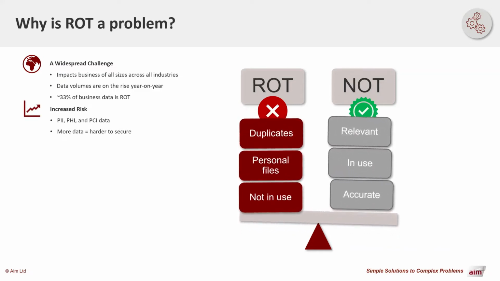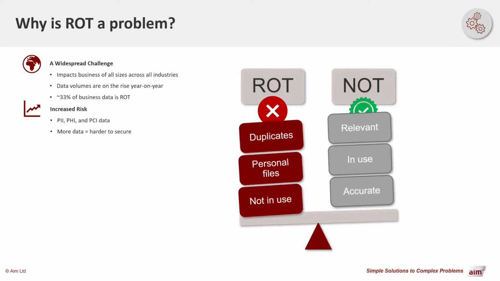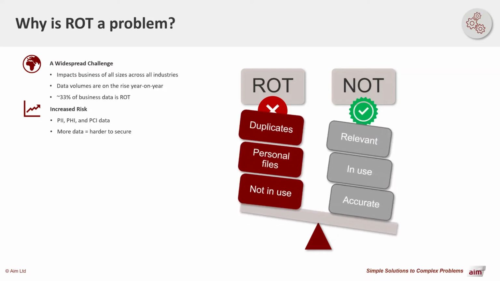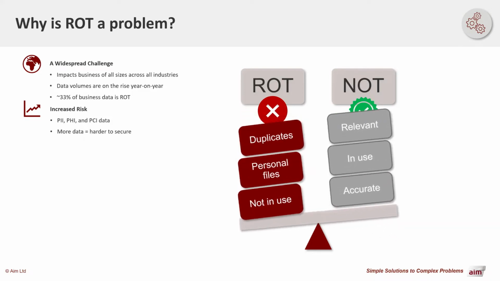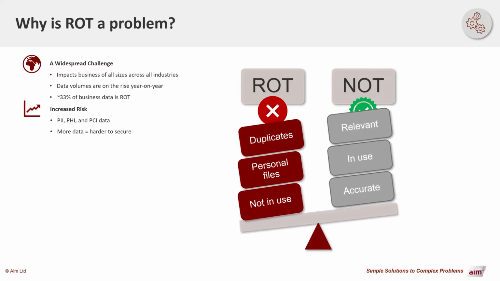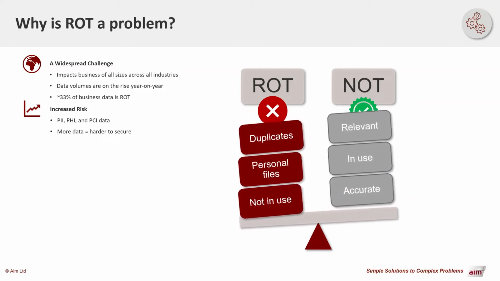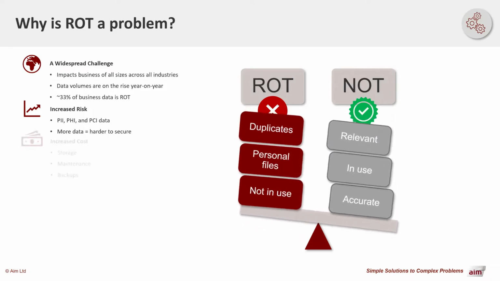It also represents a risk to businesses, as ROT may contain PII, or personally identifiable information, PHI, or personal health information, and PCI, payment card industry data, such as credit card information, especially within the trivial parts of ROT.